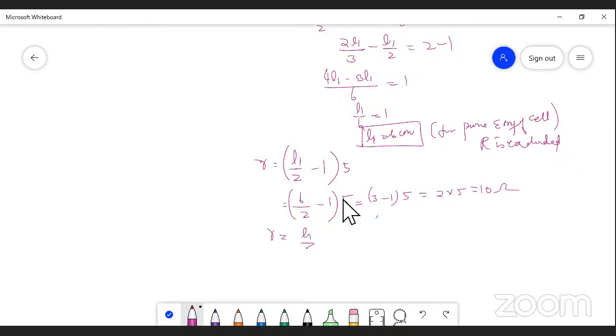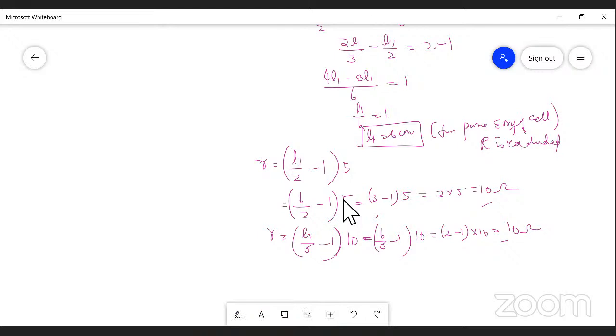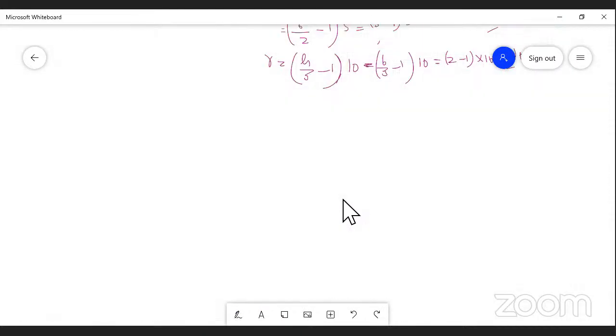r equals L1 divided by 3 minus 1, into 10. Then you will have 6 divided by 3 minus 1, into 10. So 2 minus 1 into 10, so 1 into 10, 10 ohm. So the internal resistance of the cell is 10 ohm. This is a very simple and clear idea to determine the value of the internal resistance of the cell. Now we shall go on to another problem on the basis of comparison of EMFs of two cells.